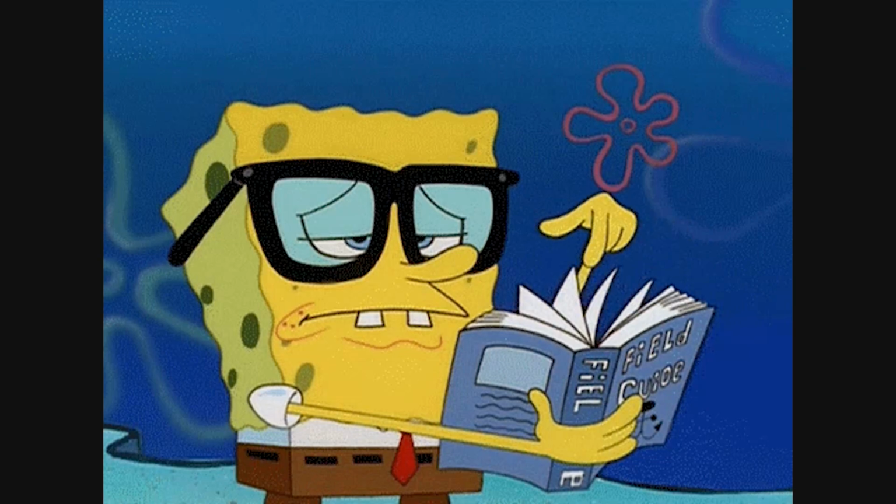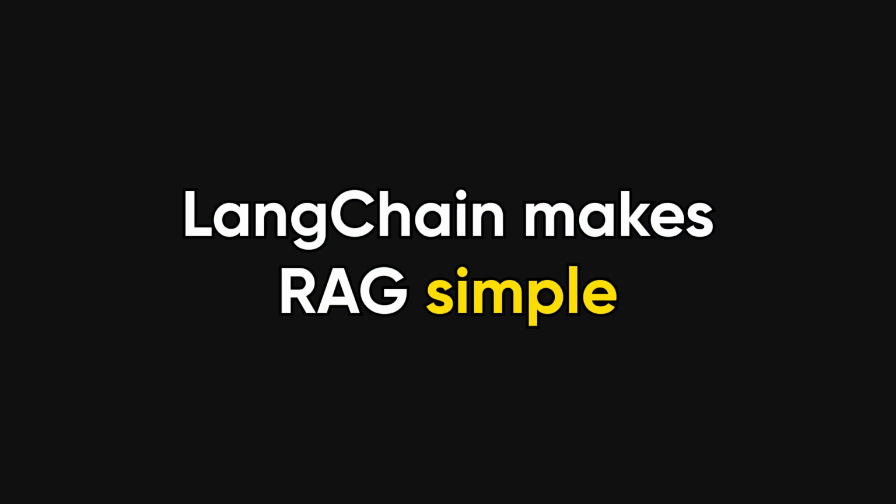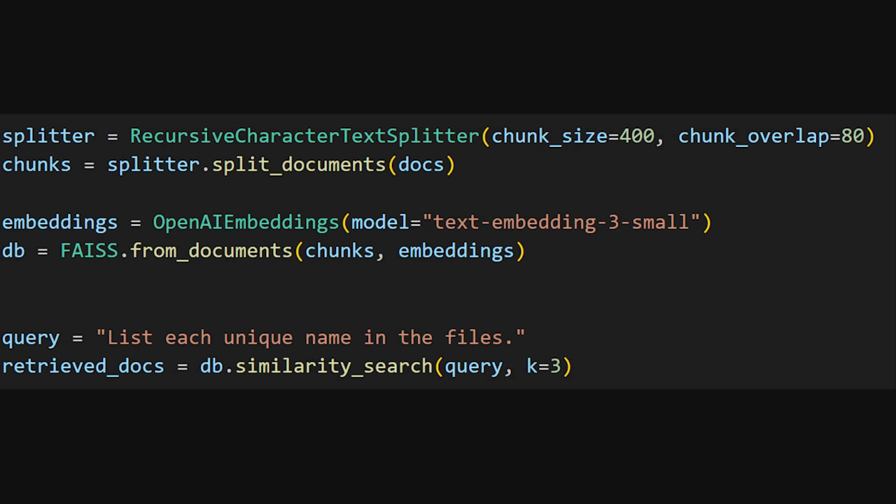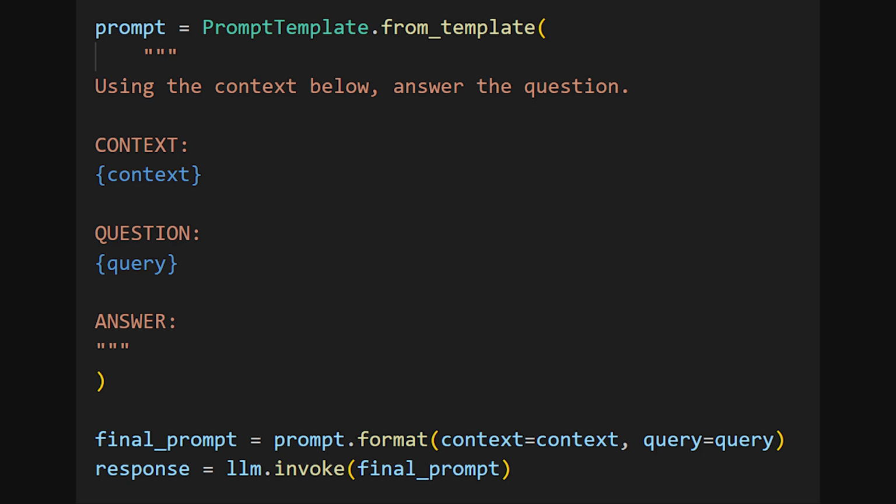If you need your model to access real knowledge, LangChain makes retrieval augmented generation, or RAG for short, simple. You embed your PDFs, docs, or databases, store them in a vector database, and LangChain retrieves the relevant chunks at runtime so the model works with accurate information instead of guessing.